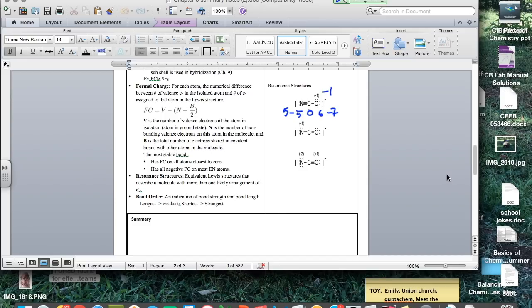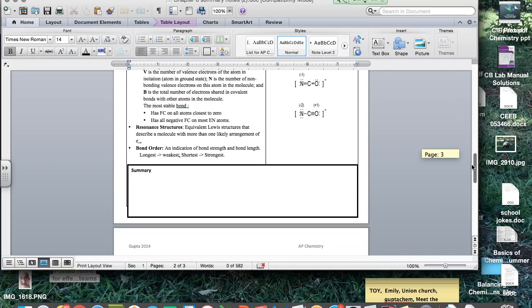Formal charges help us determine the best Lewis structure. If more than one Lewis structure shows the same formal charge, then you know it's a resonance structure. First, you're looking for the absolute value of formal charge closest to zero on most atoms. If all atoms have the same formal charge, then the more negative formal charge should be on the more electronegative atom. And that qualifies as your best Lewis structure.